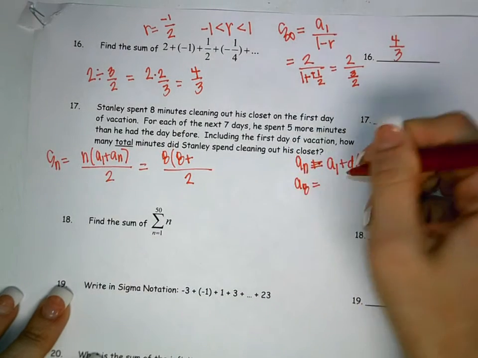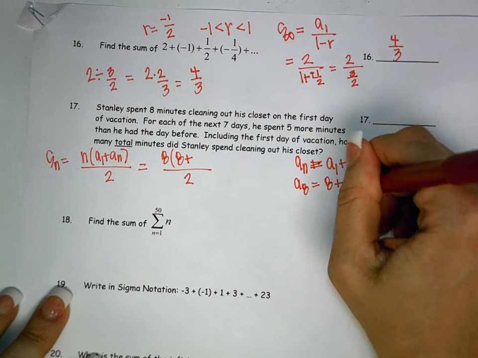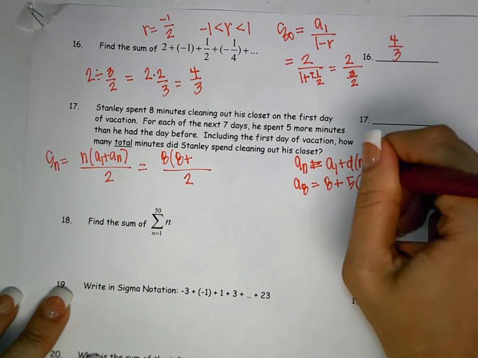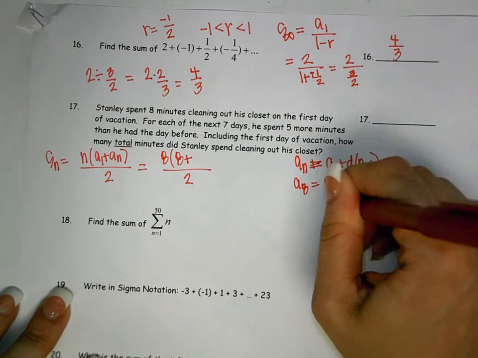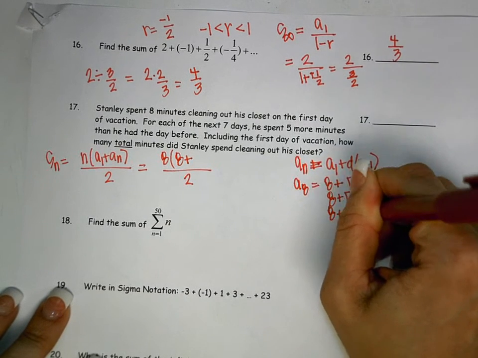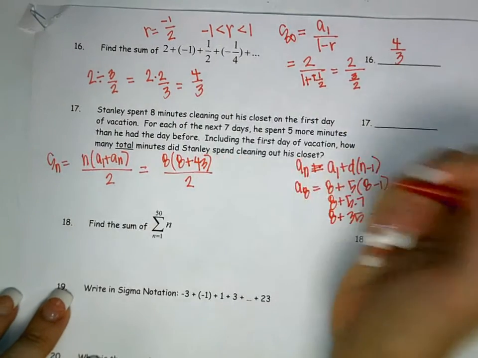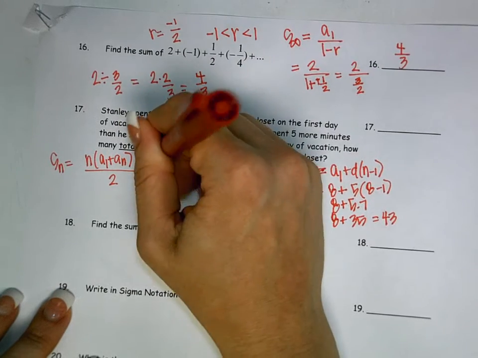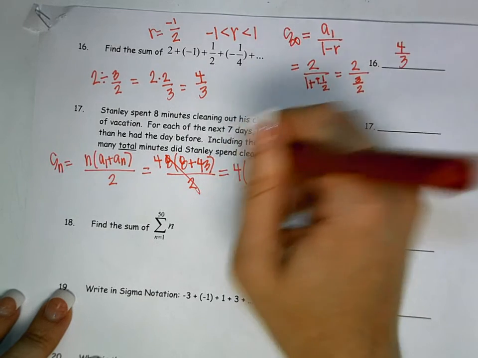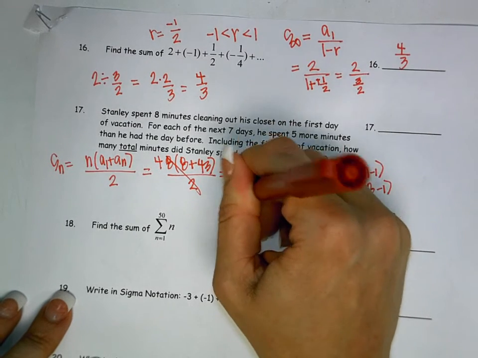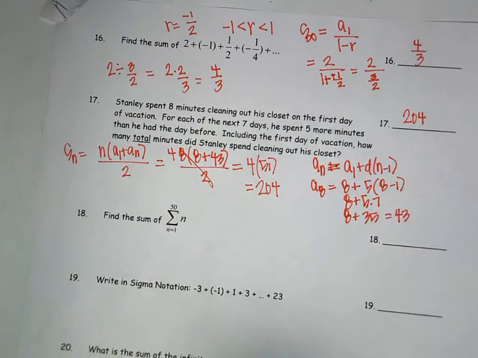That's equal to your a1 was 8. Common difference, he spent 5 more minutes, multiplied by, this is going to be 8 minus 1. So 8 plus 5 times 7, that's 8 plus 35. So that means he spent 43 minutes on the last day, so that's where you plug in your 43. These reduce to give you a 4, so it's going to be 4 times 51. If you multiply that together, 204 total minutes. It's all just using those same formulas that you've been given.